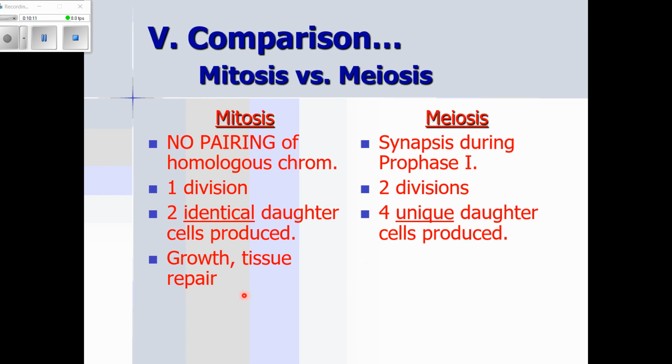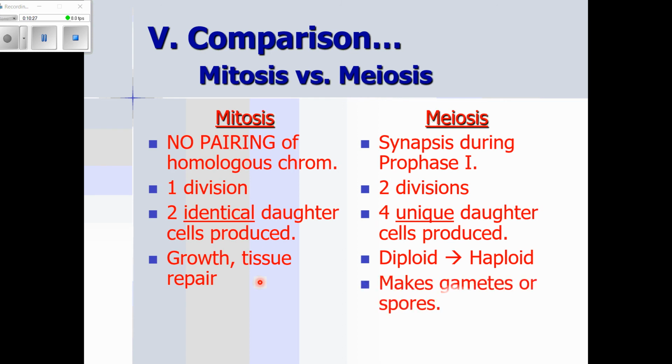Mitosis is used throughout the body for growth, tissue repair, and replacing lost cells, whereas we know that meiosis really only has one function, and that is to produce haploid cells that can be used for reproduction, either gametes or spores. If we're talking about a plant or a fungus, those reproductive cells will be spores. If we're talking about animals, those reproductive cells will be sperm or egg, gametes.